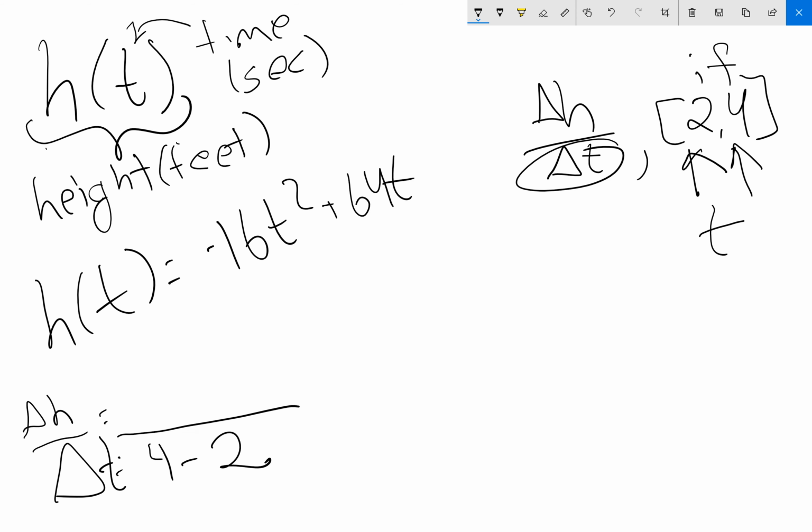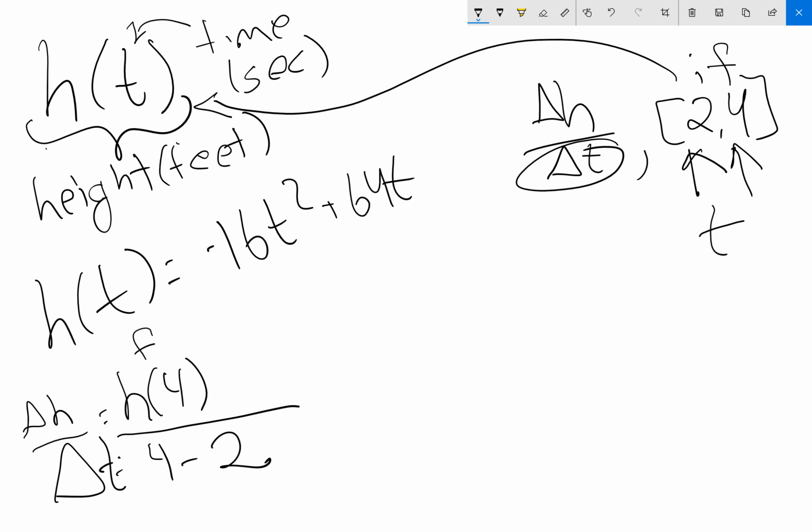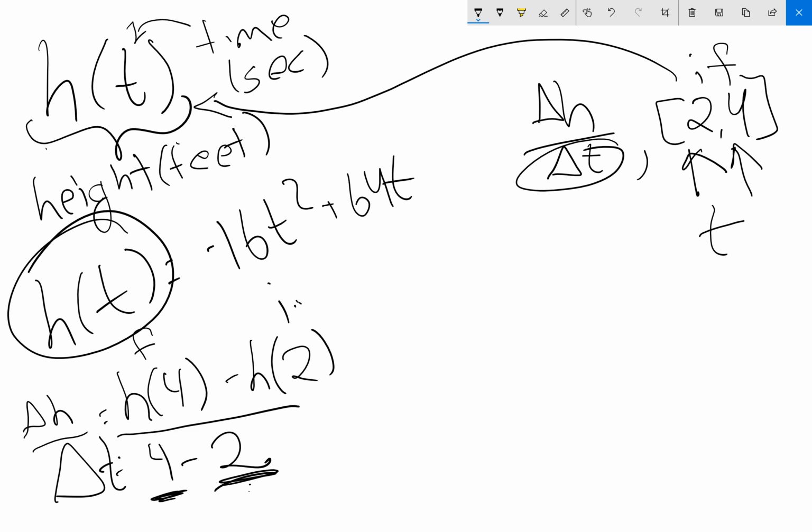So now we need to find the output, right? We find the output by plugging these inputs into our function. So up here, it should be the final output, using the final input minus the initial input, using the initial output. Okay, so how do we figure this out? Great, we just plug it into our function.